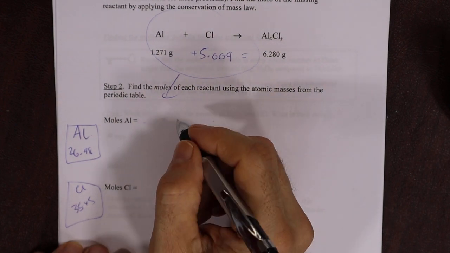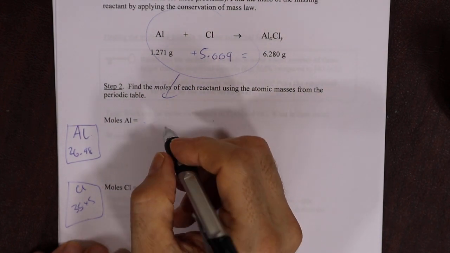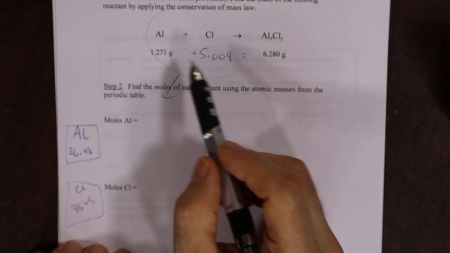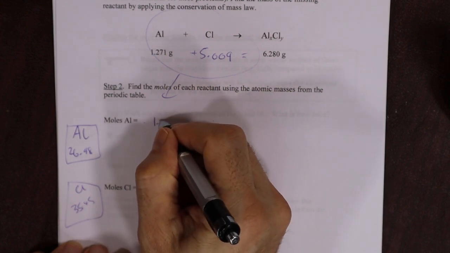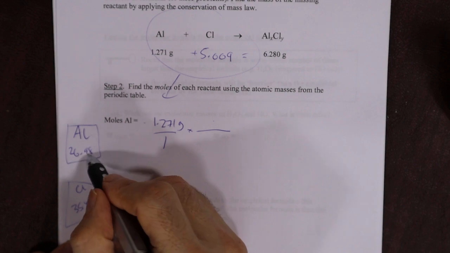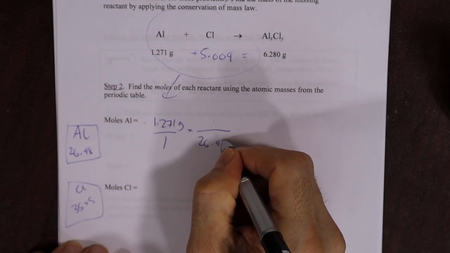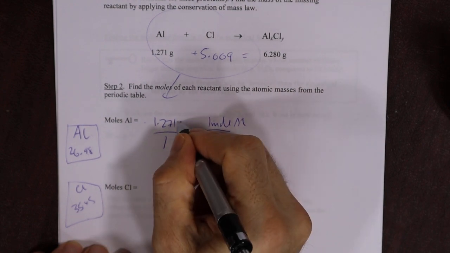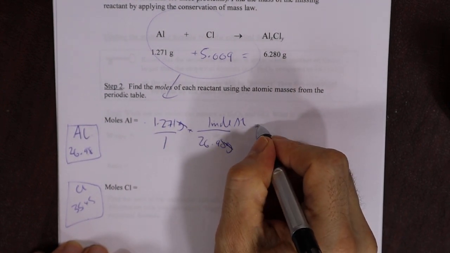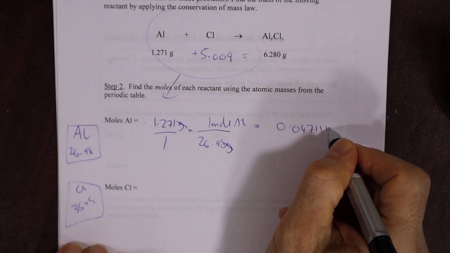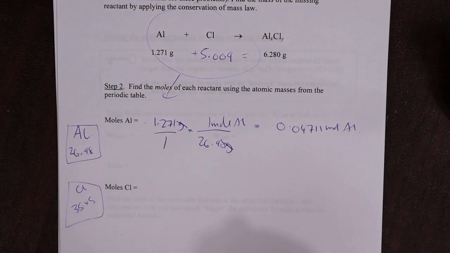Okay, so moles of aluminum. I'm going to find out moles equals, well, what have I got? I'm going to do grams, 1.271 grams times 1 mole per 26.98 grams from the periodic table, and I get 0.04711 moles aluminum. Leave all the sig figs because we want to see how that works later.